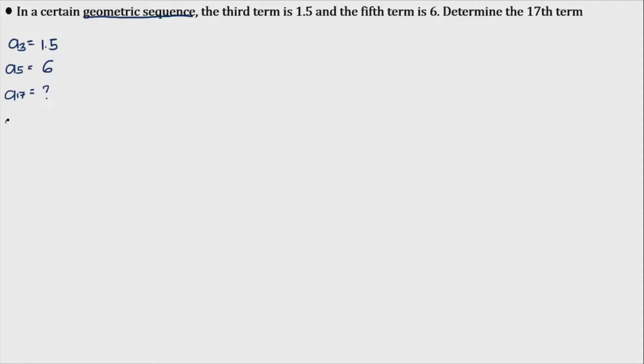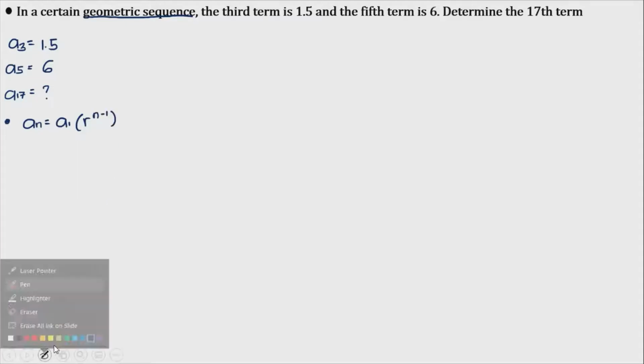Sulat natin yung formula. Since geometric sequence na to, ibang formula na ang gagamitin natin. Recall, An is equal to A1, first term, times r raised to n minus 1. Kung mapapansin nyo, hindi tayo binigyan ng common ratio. Hindi na tayo binigyan ng first term kasi si problem, diretso na siya kay third term. Hindi na natin pinagdaanan yung first term. So, i-adjust natin yung mga given.